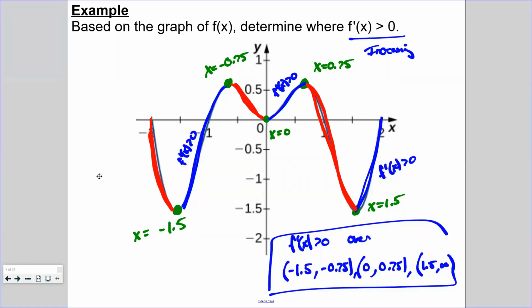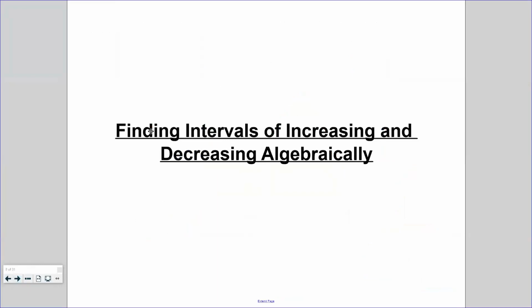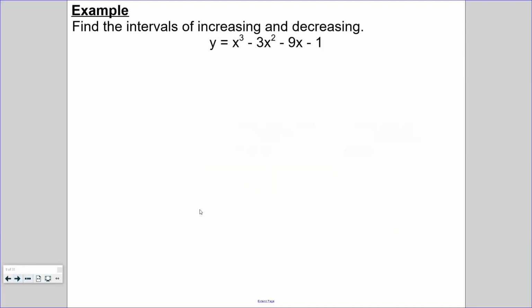All right, moving on. So finding intervals of increasing and decreasing algebraically. Like we said on the previous slide, this whole process is the same process as the first derivative test. So we're going to use the first derivative test here, except we're just going to interpret the outcome differently. So we want to find intervals of increasing and decreasing on y equals x cubed minus 3x squared minus 9x minus 1.